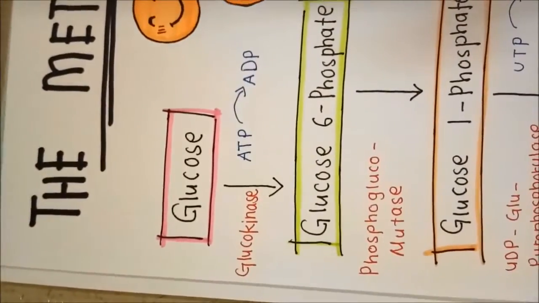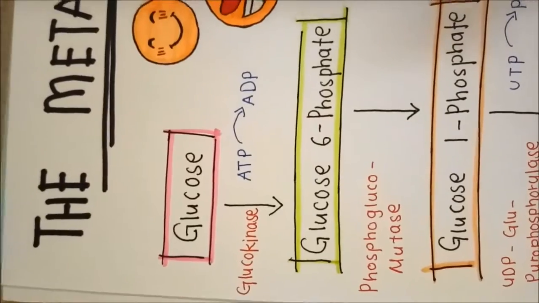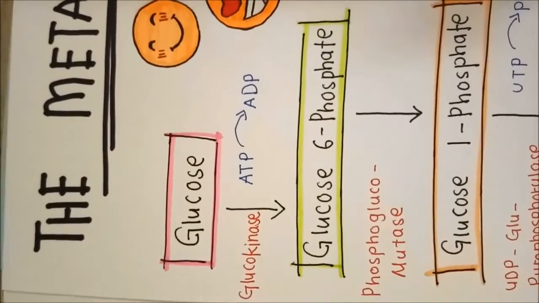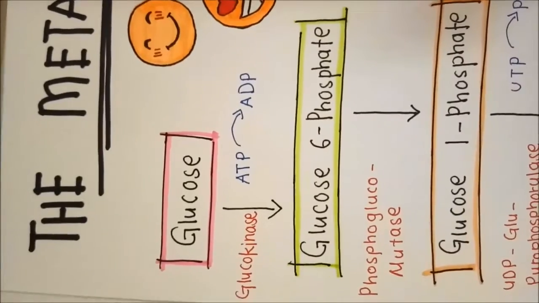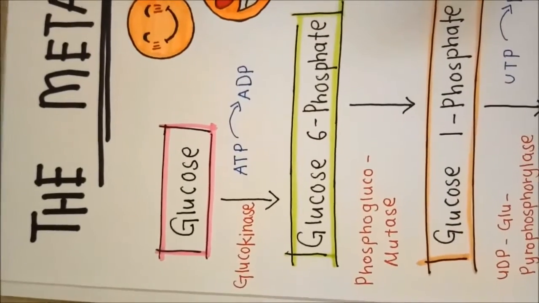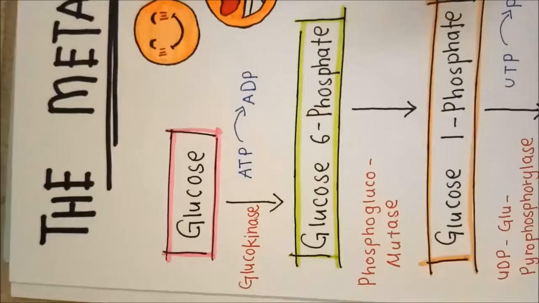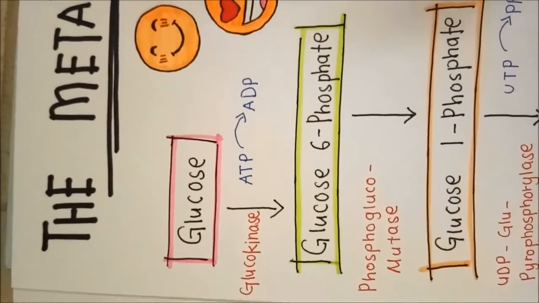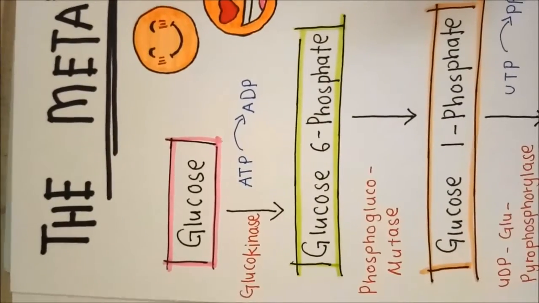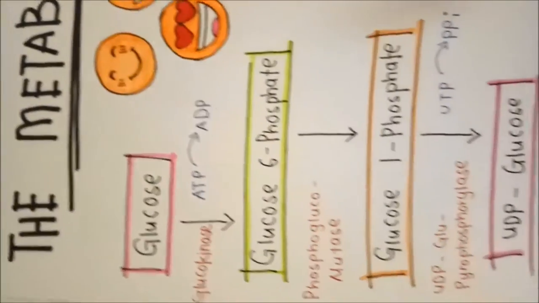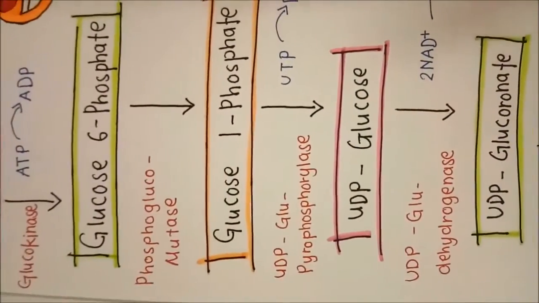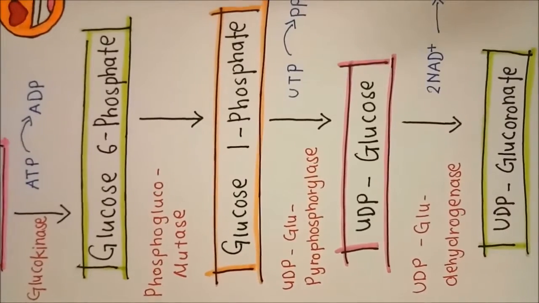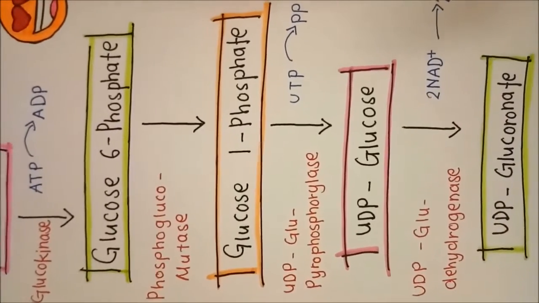First, it starts with glucose. Then, the glucose is converted into glucose 6-phosphate. It uses glucokinase as the enzyme. It also uses ATP to form ADP. Then, glucose 6-phosphate is converted to glucose 1-phosphate.